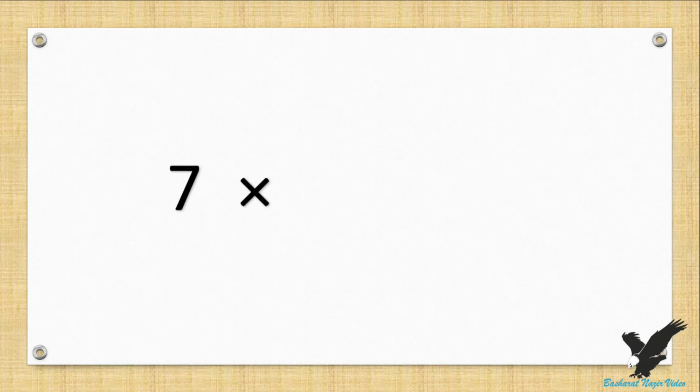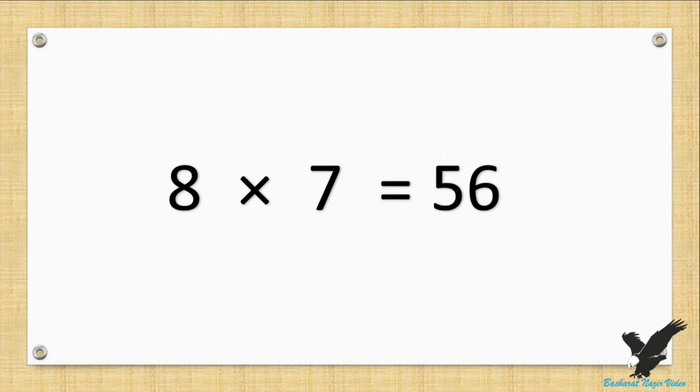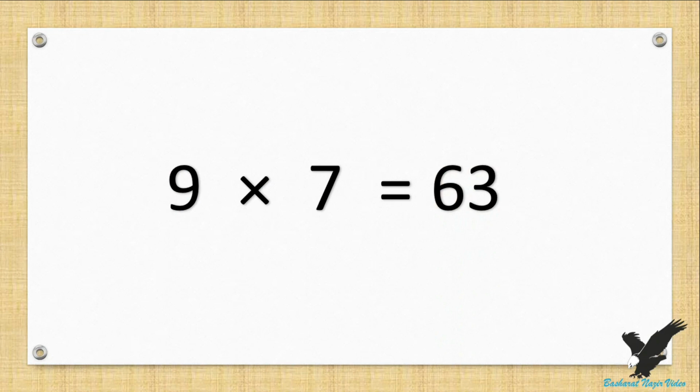7 times 7 equals 49. 8 times 7 equals 56. 9 times 7 equals 63.